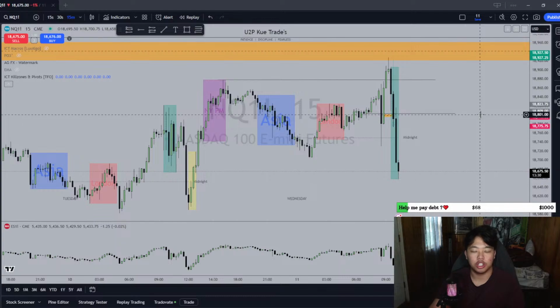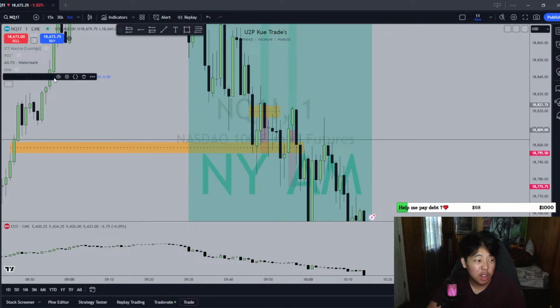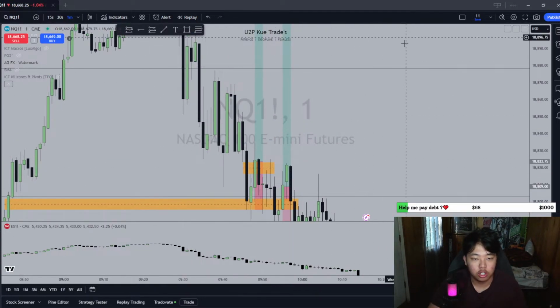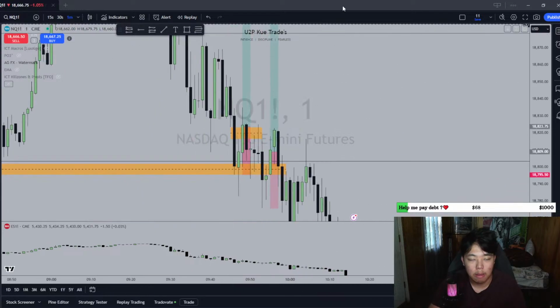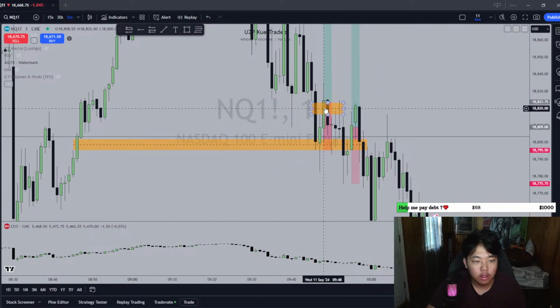I don't think my entry was shit. Realistically, I don't think my entry was shit. Yes, maybe I could have waited for more structure, for it to form some more structure and come back down even more. Maybe I need to wait for more structure next time. Right here, I don't think this trade was terrible.